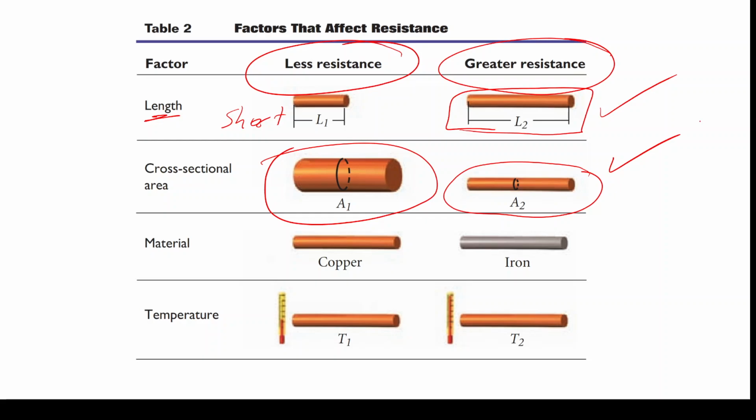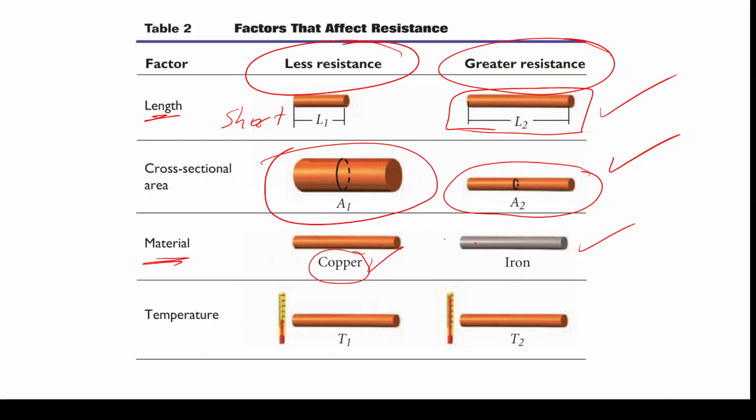The type of the material also affects it. Some materials by nature, that's their property, that's their behavior, their characteristic, are less in resistance, such as copper, which is what you see in a wire. Iron, on the other hand, has more resistance. So this is the property of the material. Some materials have less resistivity, some materials have high resistivity.